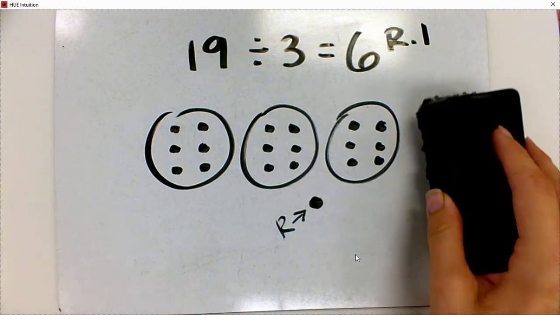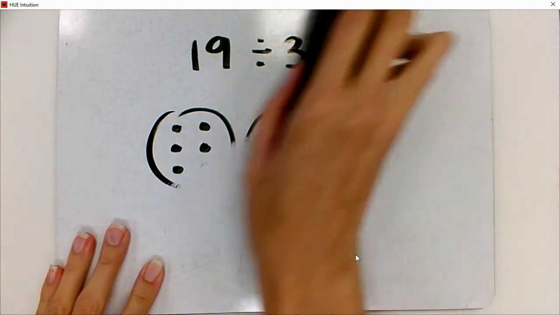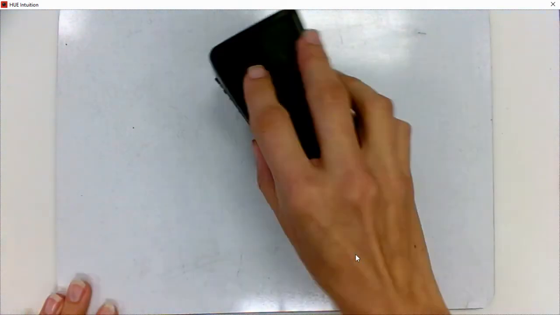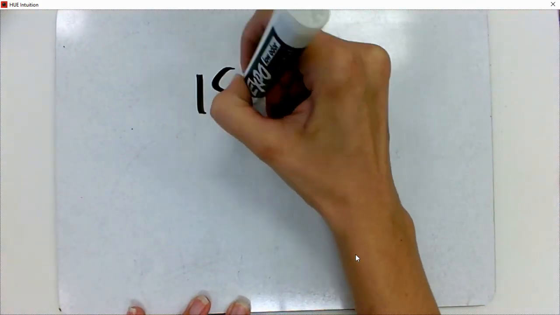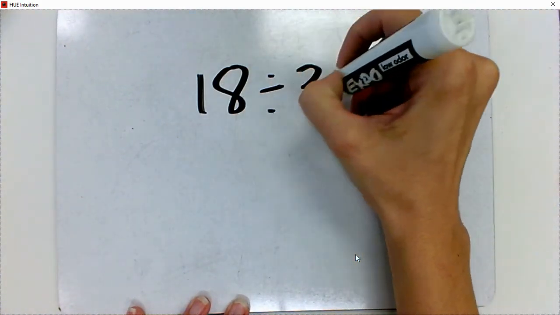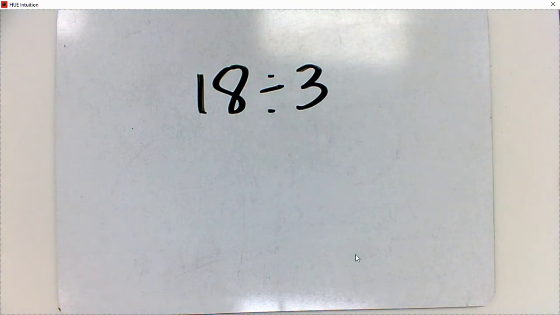Let's take a look at one more strategy for solving basic division problems. This time we're going to use fact families to help us solve. So once again, let's start with 18 divided by 3. Instead of drawing this or using the gems to model it, I'm just going to think of a multiplication fact to help me solve it.